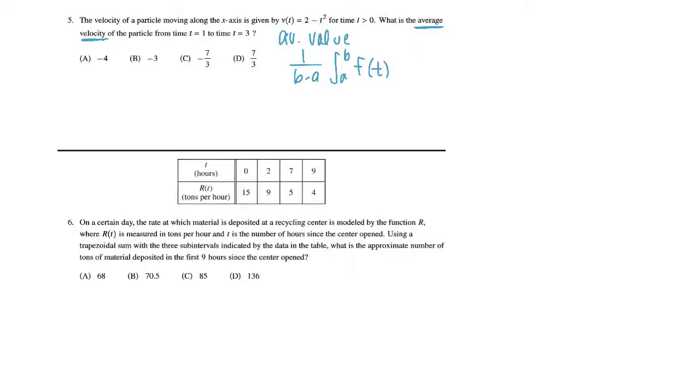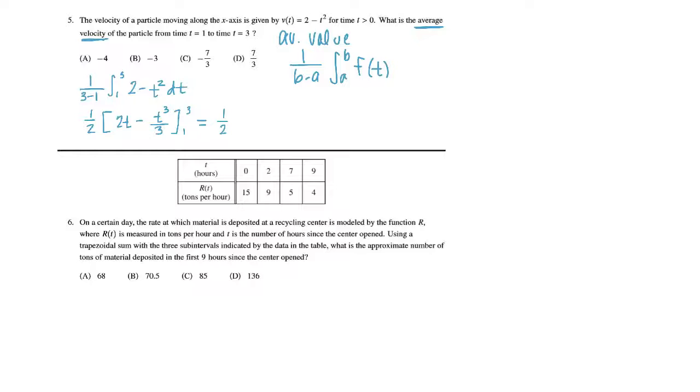So for this one, for our average value, we need to integrate our velocity function. So we're going to integrate from time of 1 to 3 of 2 minus t squared dt. But since it says average, we're going to have to divide that by 3 minus 1. So really we have 1/2 times 2t minus t cubed over 3, evaluated from 1 to 3. So let's go ahead and plug in and see what we get.